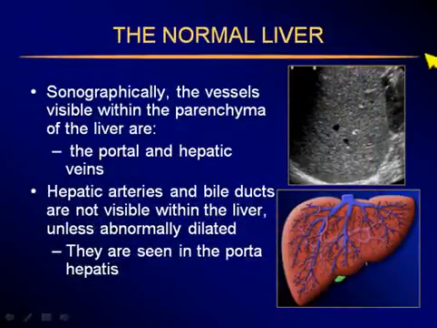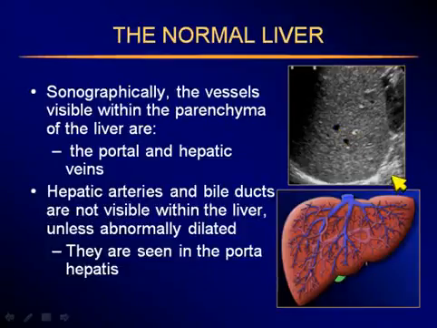When we look at the liver parenchyma itself, we realize that there are little holes throughout the liver. Sometimes we see little cylindrical shapes, and some of them have bright walls, and some of them do not. So then we have to figure out what we're looking at. When we do ultrasound, the vessels that are visible within the parenchyma of the liver are the portal vein walls and the hepatic veins.